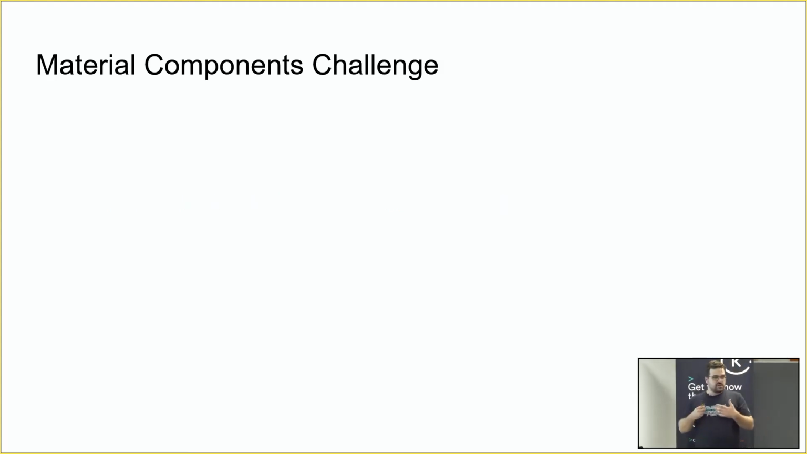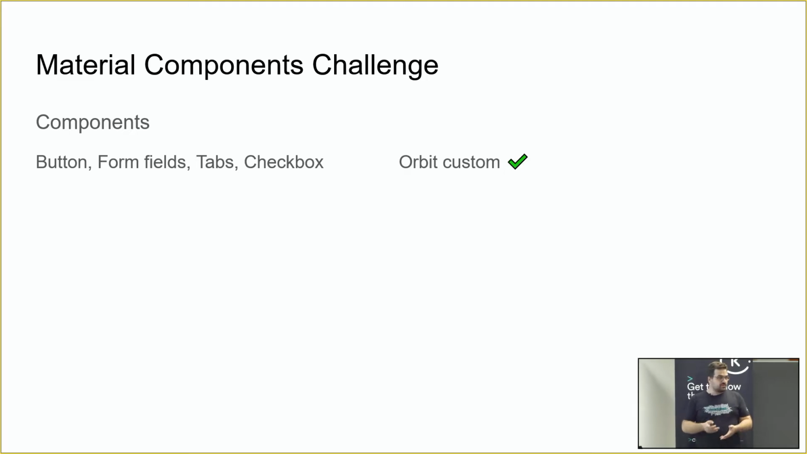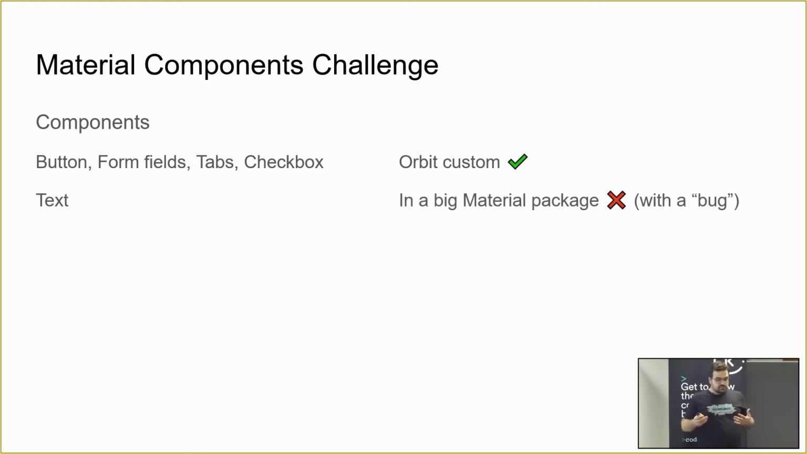So why do we need material components, or at least somehow work with material components? First of all, we have those basic components like buttons, form fields, tabs, right? And those components we don't need. Obviously, our designers have designed a custom appearance of these components, so we have our own and we don't need material for this. But then there is a text component, the composable text component, and it's in the material package. This is quite a big package. And actually in Material 2, there is a bug. I will talk about this later. So this is the first issue.